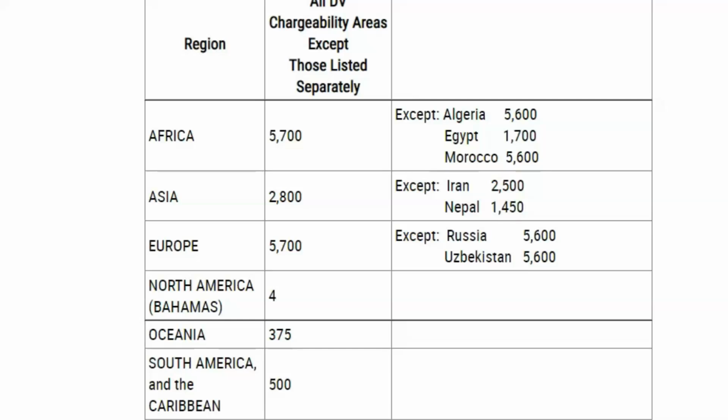In the space at the right, we have except 3 countries. And this means that applicants that are chargeable to these 3 countries, Algeria, Egypt, and Morocco, are not governed by the 5,700 cutoff number that applies to the Africa region. They are governed by the cutoff numbers that you see in front of their respective countries. In the case of Algeria, the cutoff has been set at 5,600 for the month of October. And that means that applicants who are chargeable to Algeria are not governed by the 5,700 of the Africa region.